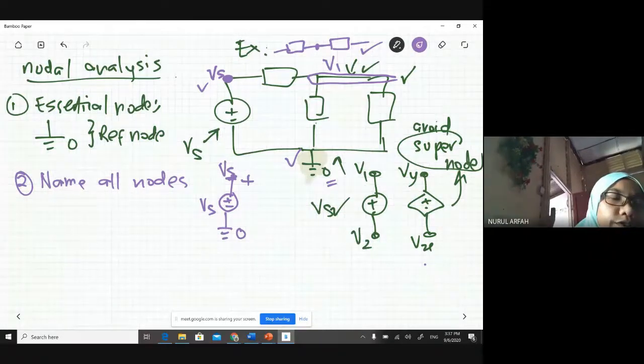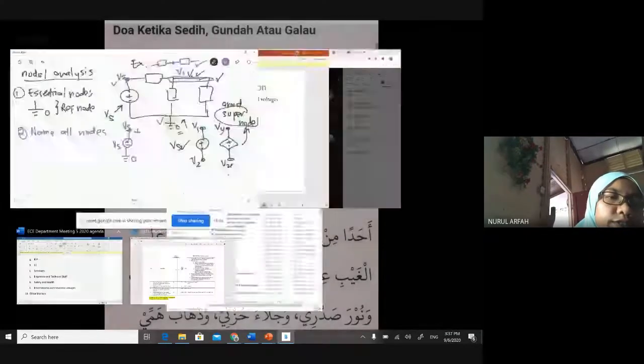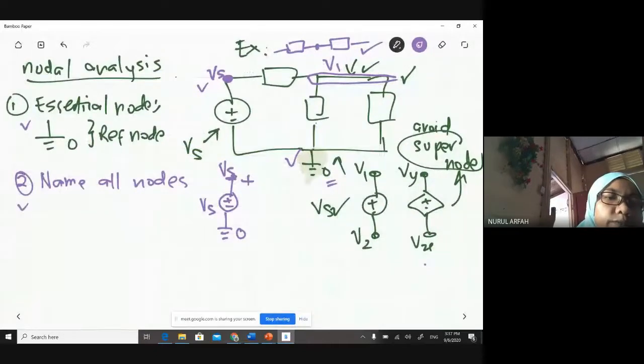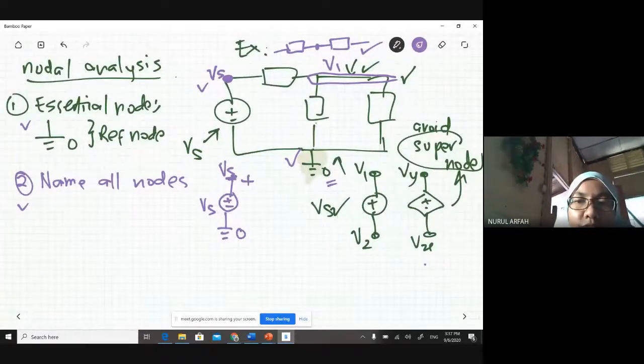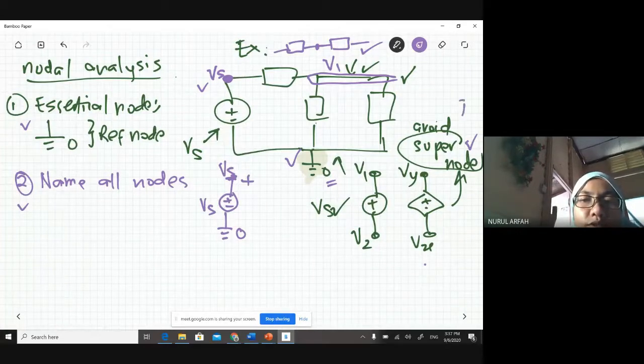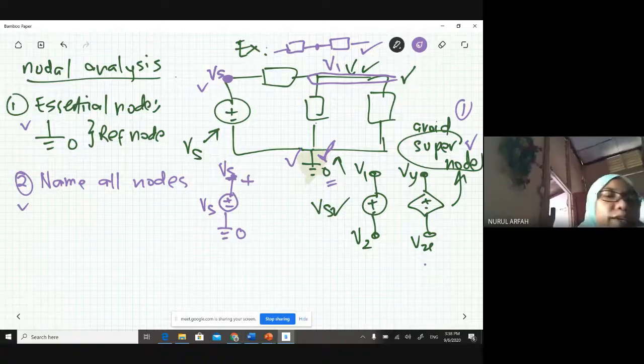Actually, before you figure out your essential nodes and the names of the nodes, you need to figure out, do you have a super node or not? This is the most crucial one. Do you have any super node or not? But basically, you cannot figure out your super node unless you do the reference point. Okay.